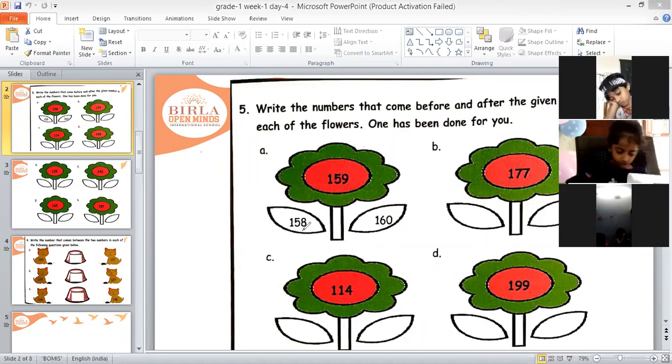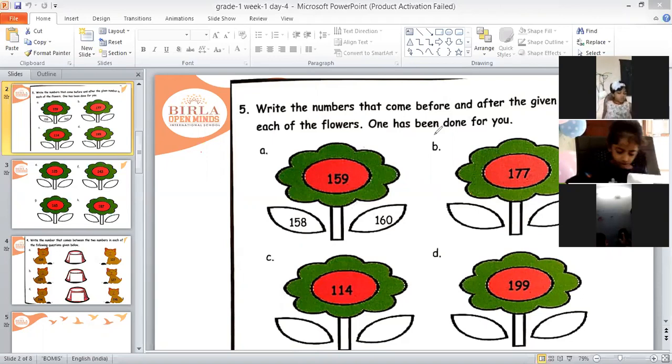58. So what will come before 159? So before 159, children, the number will be 158. That's why 158 is written there. Now you have to look for a number which comes just after it. So what comes just after 158? The number is 159, children. Sorry, 160. So we will write here 160 in this second leaf. Okay.